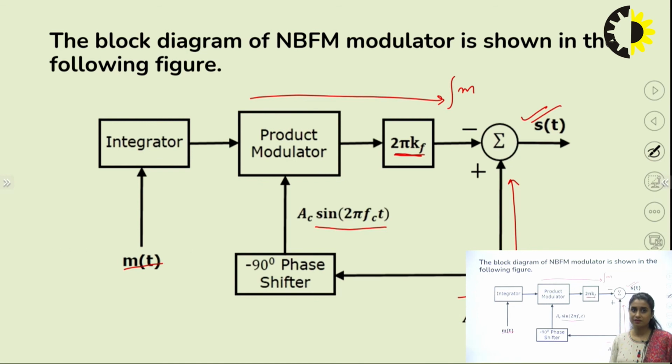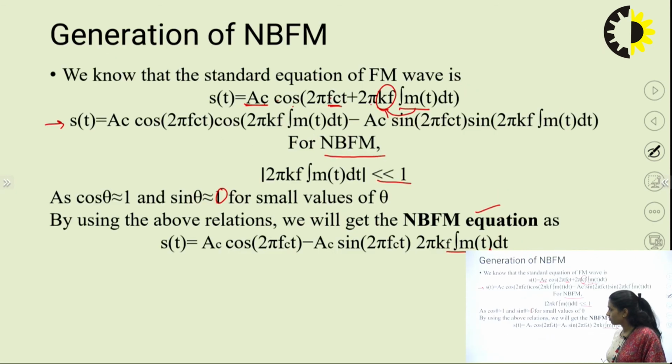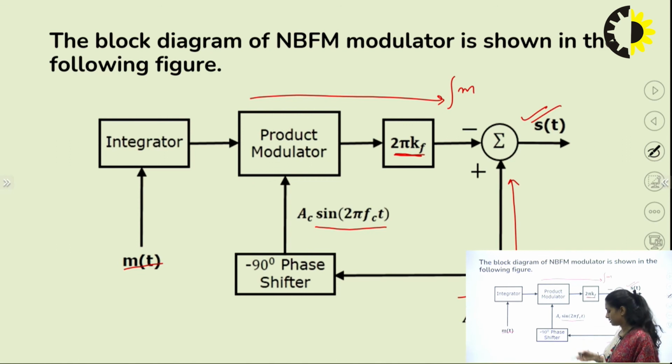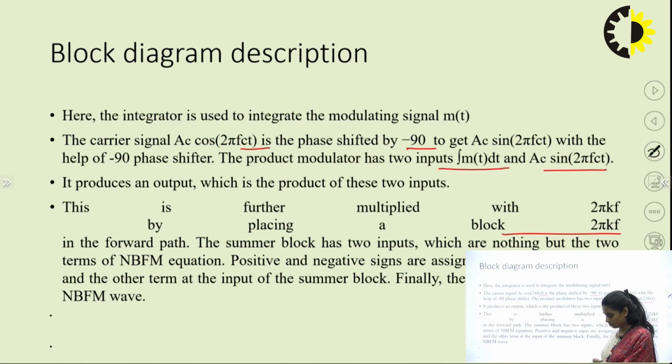For narrowband FM, we need a product modulator, a phase shifter, and a summer circuit. Right? How have we calculated this? By checking the input, by checking the waveform for narrowband FM. What is the waveform? We have seen it. Then the block diagram.